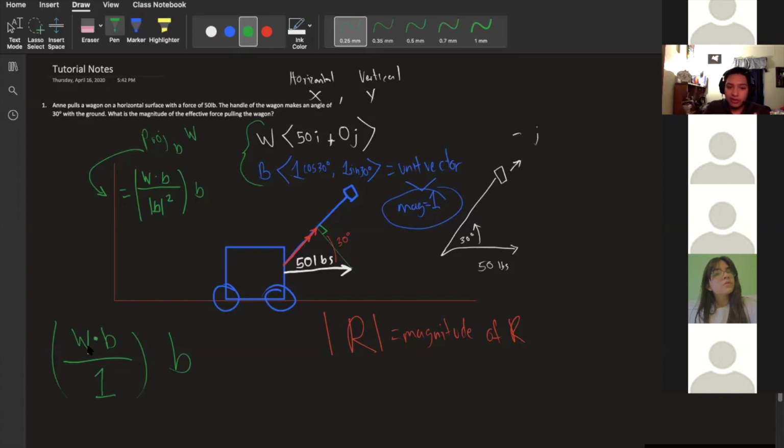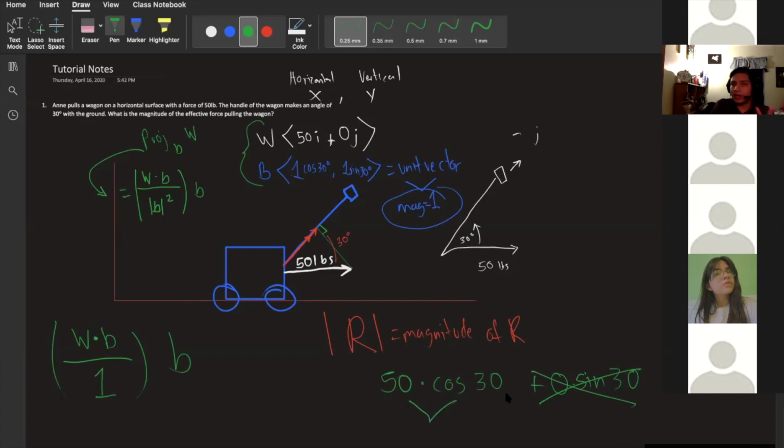Now, what we have to do is find the dot product of W and B. So for the dot product of W and B, we got to go back to this. And the dot product, remember, is the first terms multiplied plus the second terms multiplied. So 50, and we don't need to really mess with I and J anymore because they served their purpose. So 50 times the cosine of 30 plus 0 times the sine of 30. Okay? And 0 times the sine of 30, well, anything times 0 just cancels out. And so what we're left with is 50 times the cosine of 30.